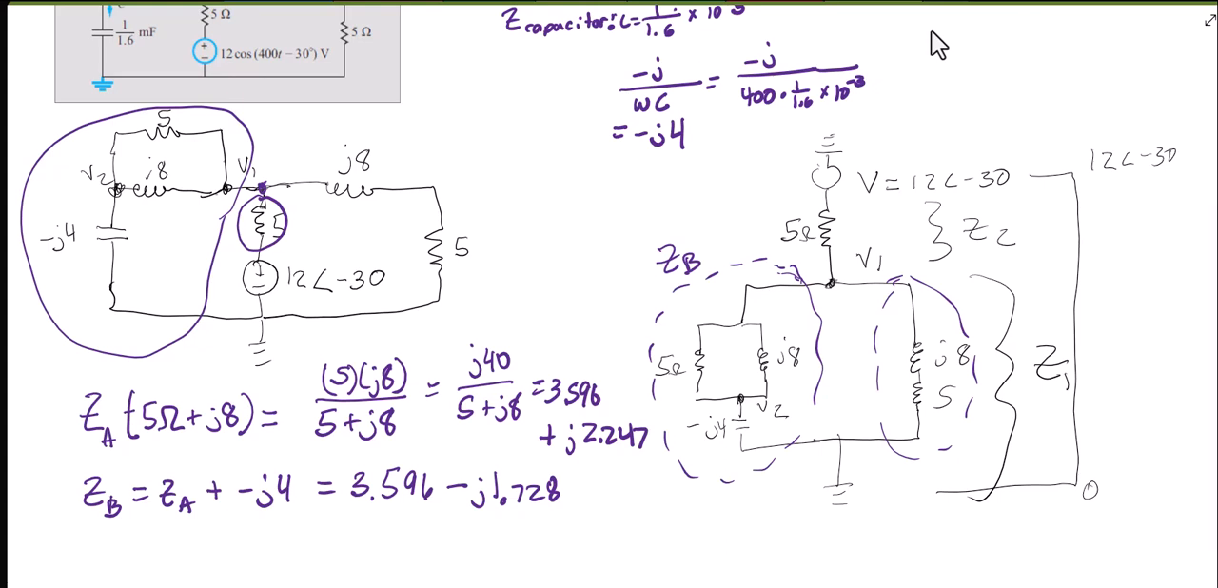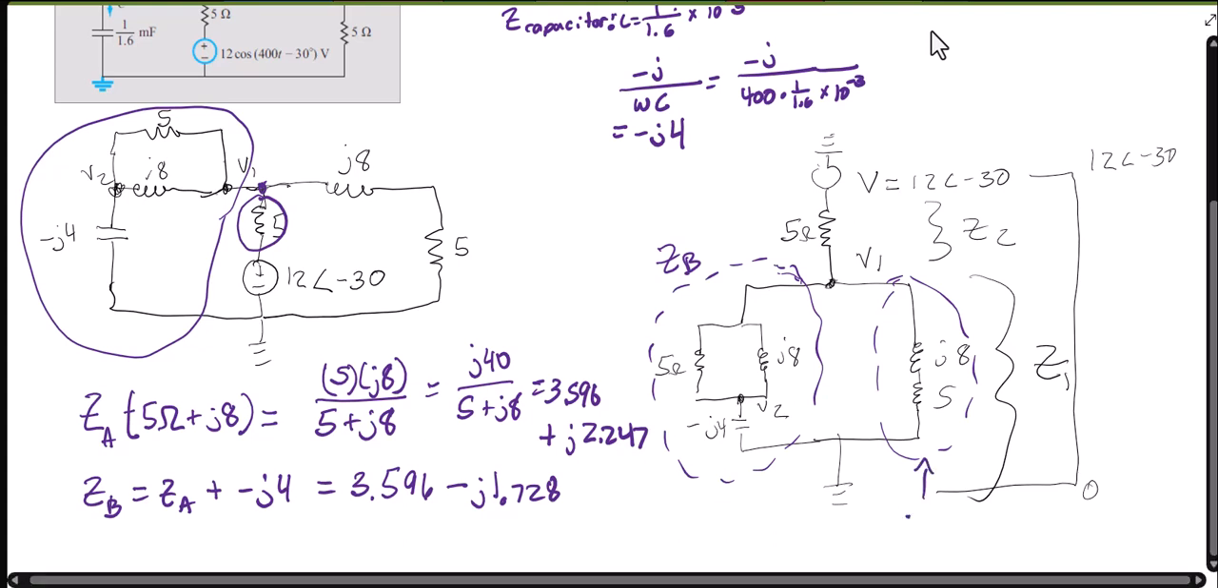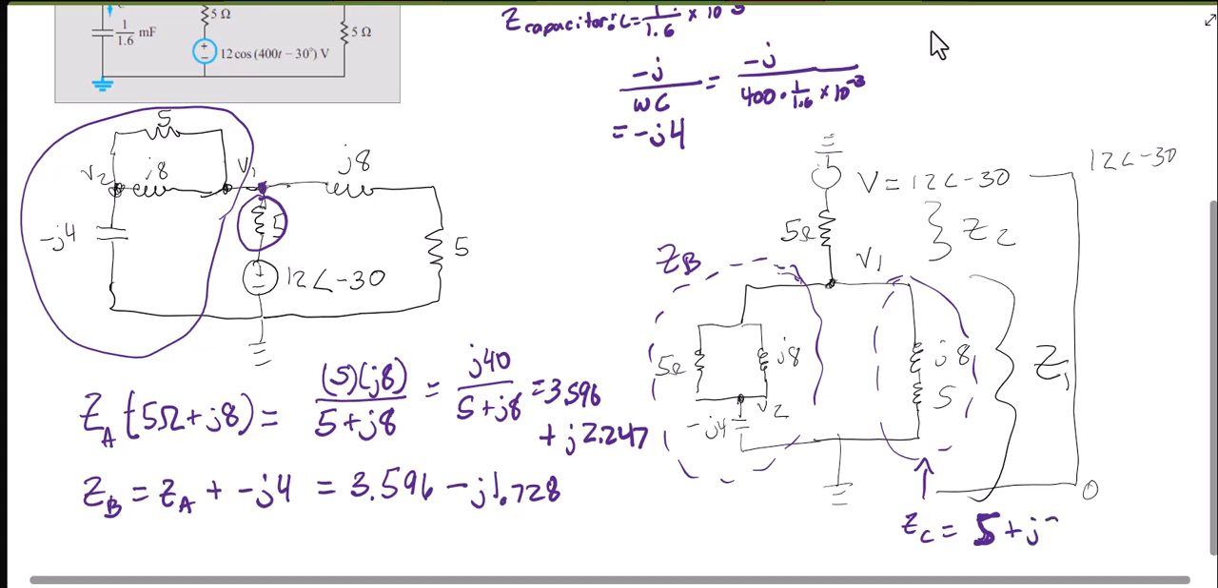Okay, so that was the impedance of this side. Now the impedance on this side, I'll call that ZC. That's real easy. There's just two things in series. So that's just 5 plus J8.